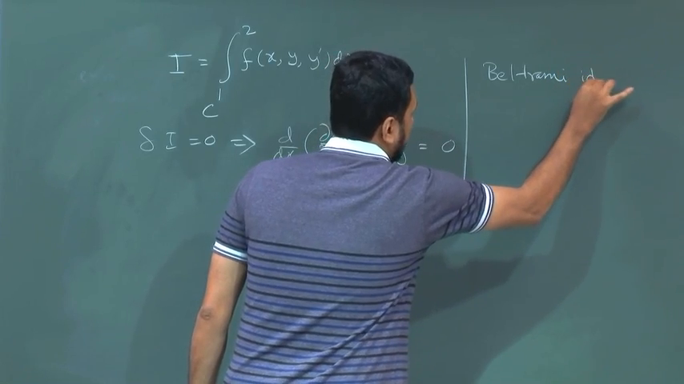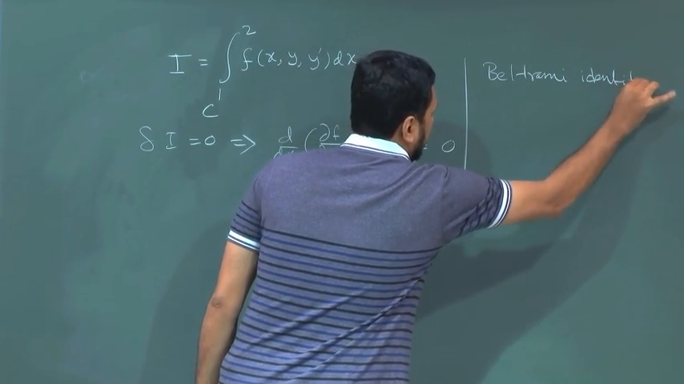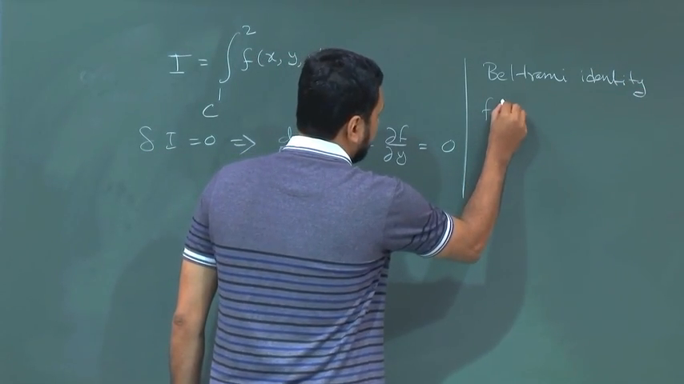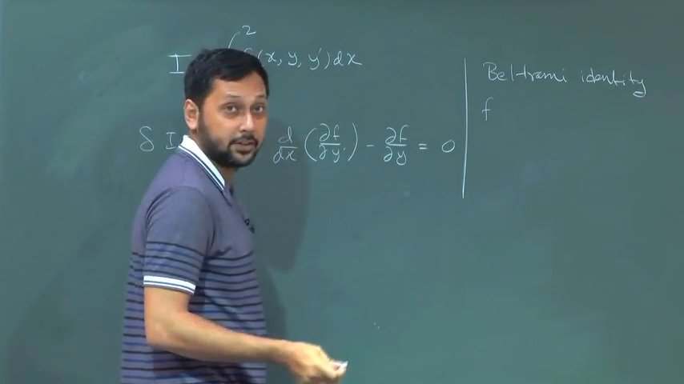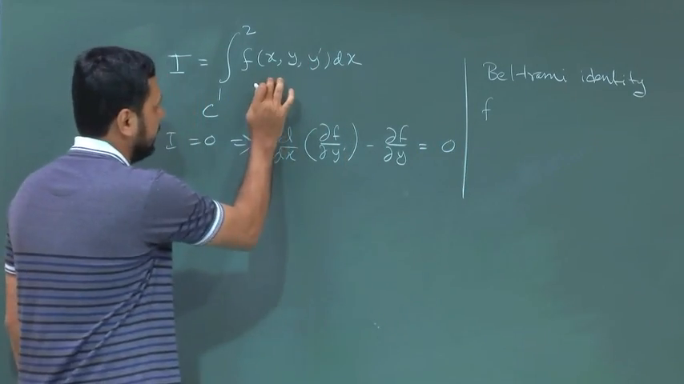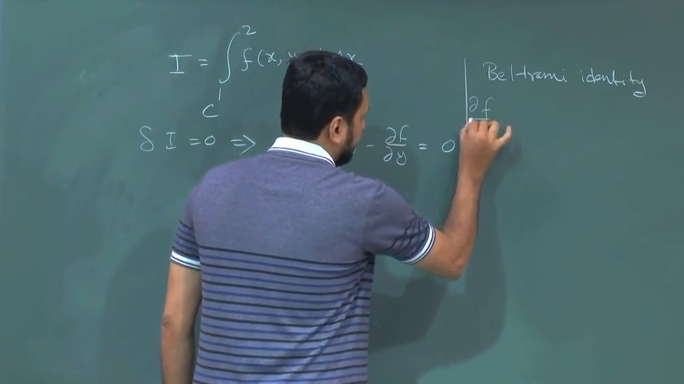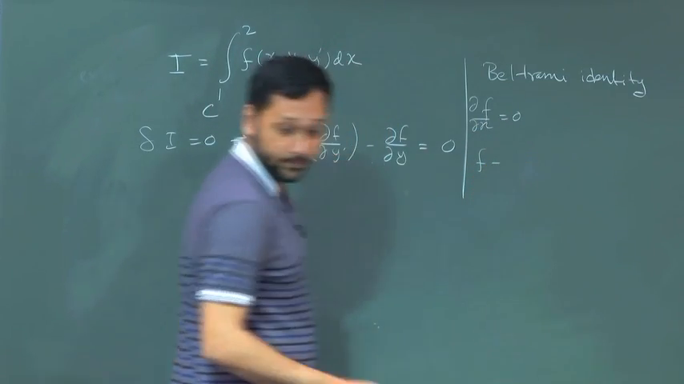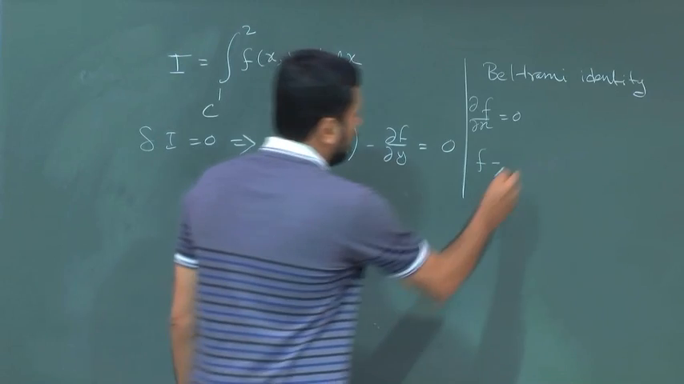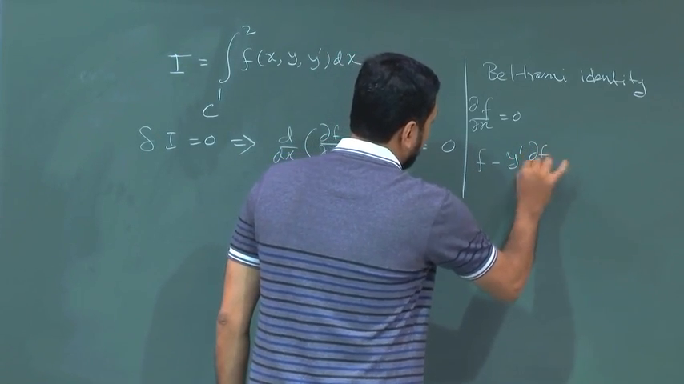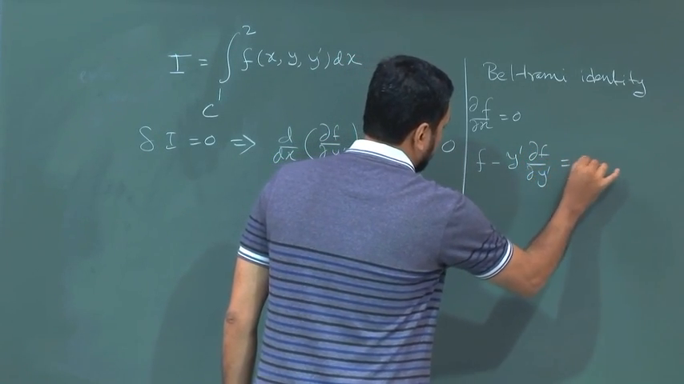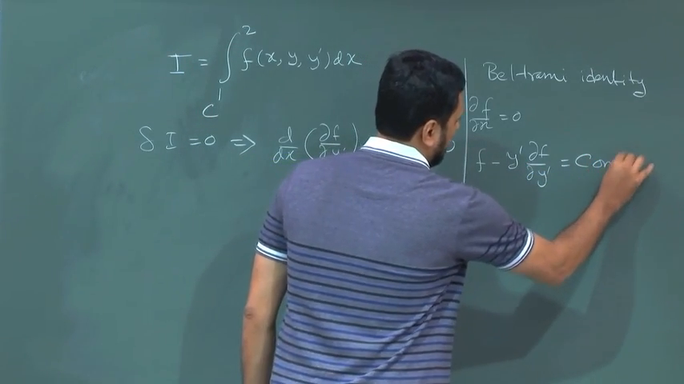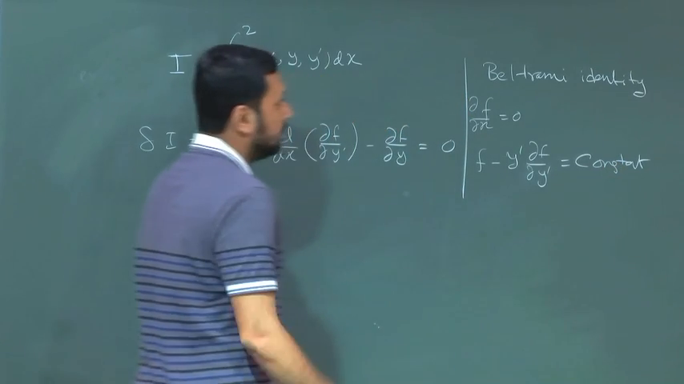And we have also derived something called the Beltrami identity, which was at the end of the last class, which says if f is not an explicit function of x, the parameter x here, that means if del f del x is equal to 0, then f minus y prime del f del y prime is equal to a constant c. Okay. So, it is a constant. So, this is the Beltrami identity.